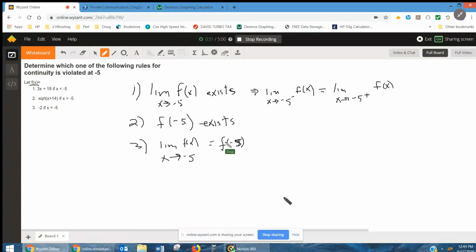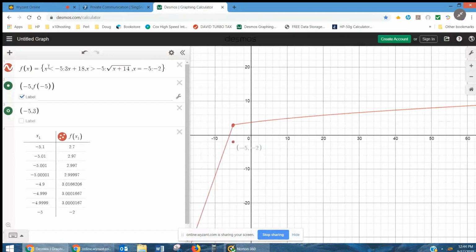Okay, so let's go to Desmos and see what that actually looks like. First of all, here's a definition of f of x as a piecewise function. On Desmos, we give the partition of the domain that we're going to look at first, followed by a semicolon. So when x is less than -5, f of x is defined as 3x plus 18, which is this line right here. When x is greater than -5, it's the square root of x plus 14, which is this line here.